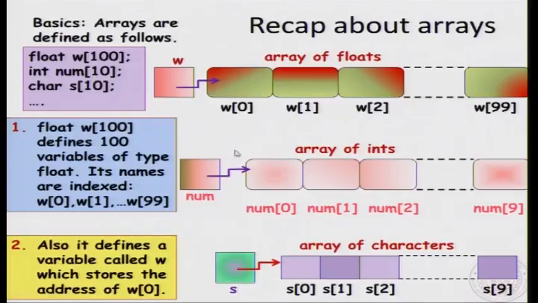int num[10] will declare an integer array of 10 integers plus one box which will hold the address of the first location, and so on. The elements of the array are indexed from w[0] through w[99]. The indices start from 0, and we have also mentioned that conceptually there is a separate variable called w, the name of the array, which stores the address of w[0].